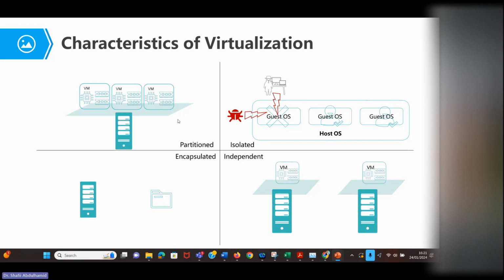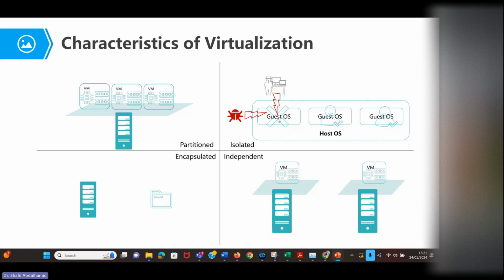The second characteristic is isolation. Now, for example, in this case, we created 3 different machines. If one of the machines crashed, because it's completely isolated from the others, there will be no issue. The remaining 2 will still be in good shape. They will be working okay because the virtual machines are always isolated from each other.